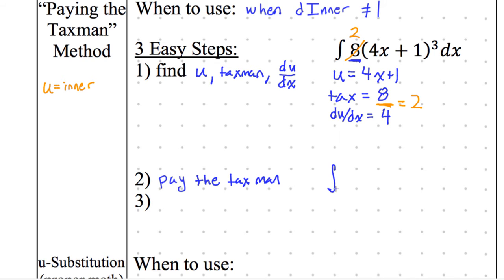So this integral now is going to be 2 times, in parentheses, 4x plus 1 to the power of 3 dx. That's what it looks like. And you don't need to rewrite this. I'm writing it out for the steps so you can see we have now paid the taxman by changing out the 8 for a 2.